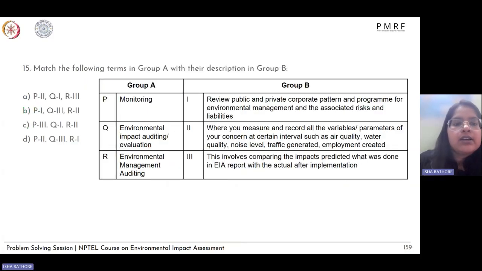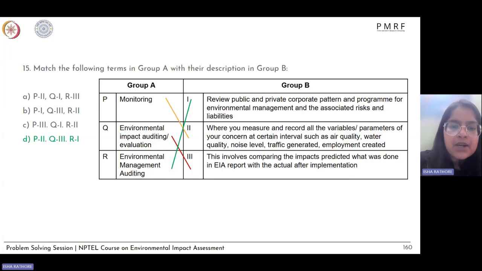Moving on, match the terms given in Group A with their description in Group B. So we have terms in Group A and descriptions in Group B. The correct answer is D, that is, monitoring is where you measure and record all the variables or parameters of your concern at certain intervals, such as air quality, water quality, noise level, traffic generated, employment created. So these are parameters or variables which you can measure. So P matches with 2.